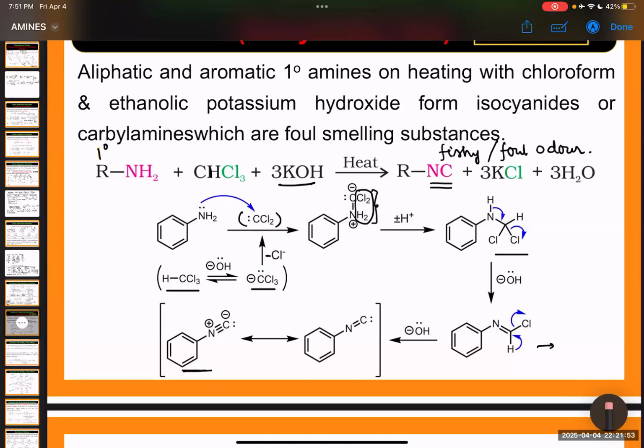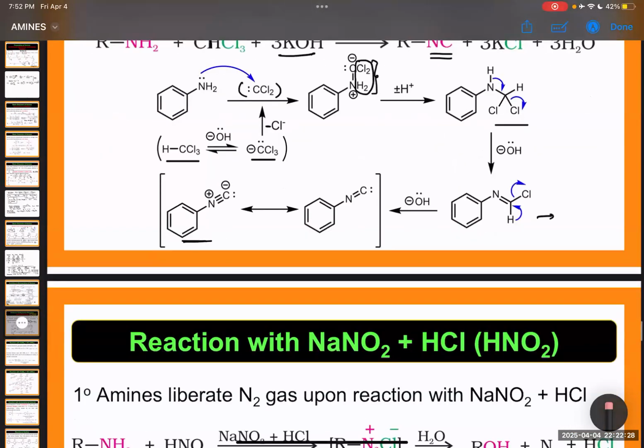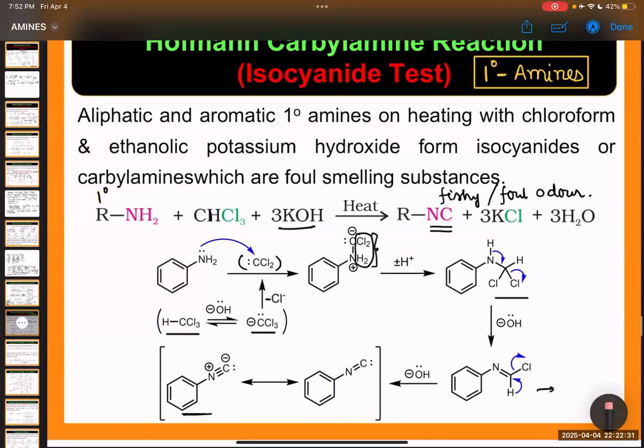No, sir. Okay. So only primary amines will give this test. Secondary and tertiary amines will not give this test, because only primary amines have that NH2. There are 2 hydrogens, so they can be removed to form a triple bond. A secondary amine has just 1 hydrogen, and a tertiary amine does not have any hydrogen. So they will not give isocyanate, which contains N triple bond C. Got it? So this is very, very important.